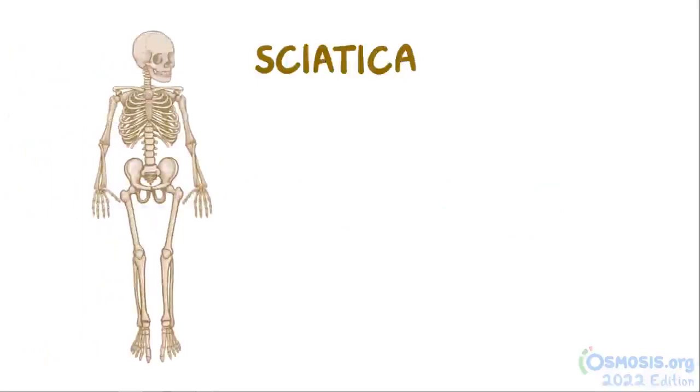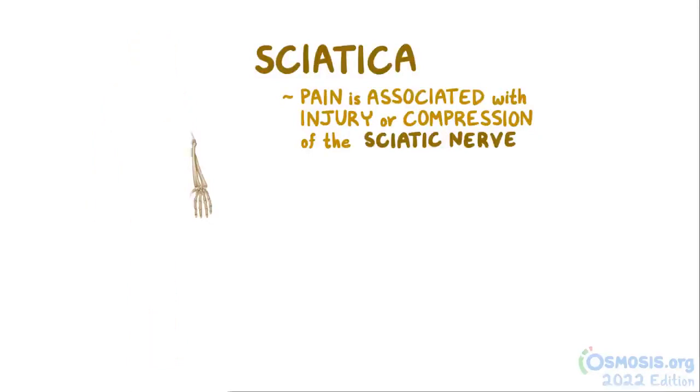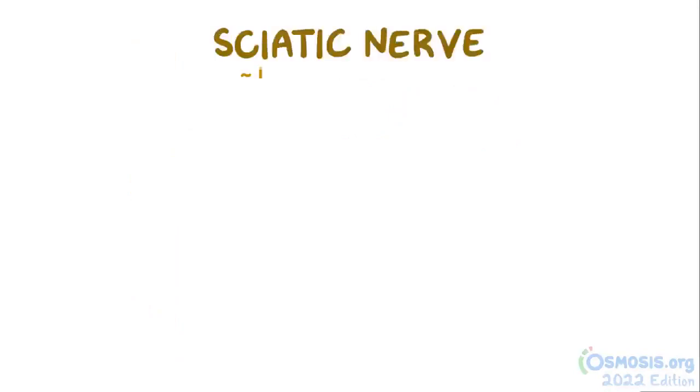Sciatica is a condition where there's pain that starts in the lower back, which then travels down the leg. Since the pain is associated with injury or compression of the sciatic nerve and follows the path of the sciatic nerve, it makes sense to name it sciatica. The sciatic nerve is the longest and widest nerve in the body.